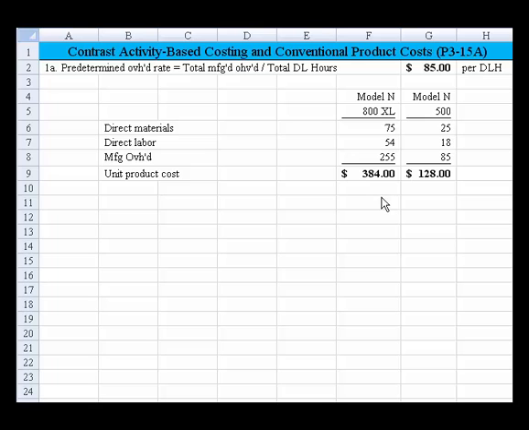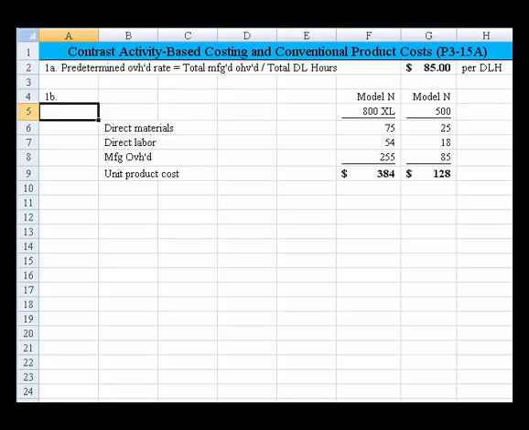Yeah, looks pretty good. So 384 and 128. Now I don't want any cents. So 384 and 128. That should be just perfect for part 1B. So I'll label that 1B.